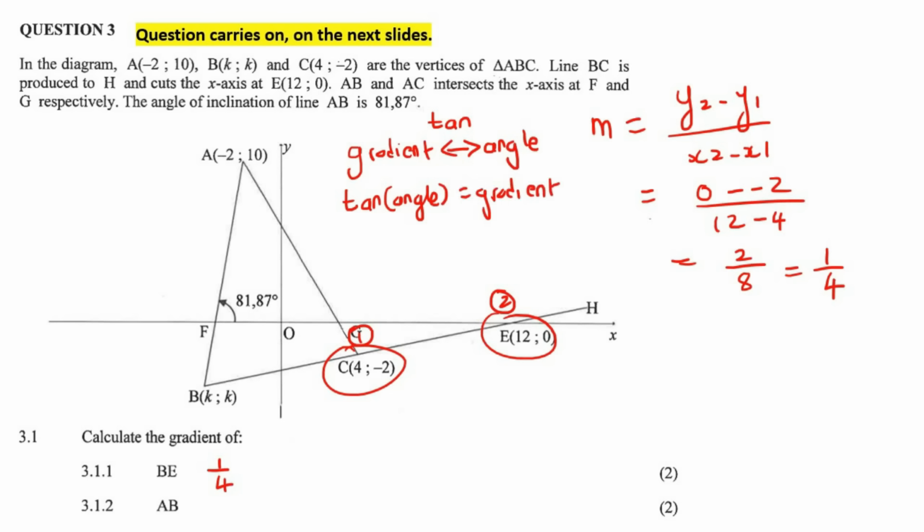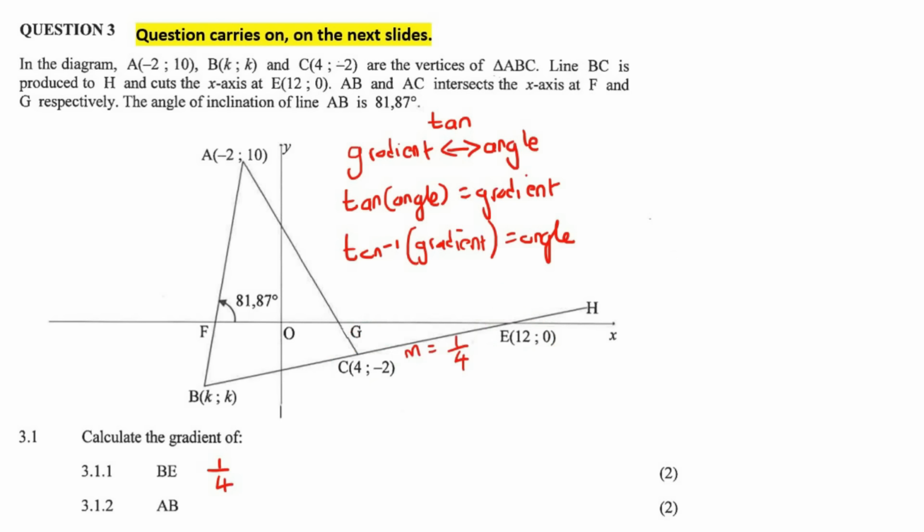And what tan am I talking about? I'm talking about like sin, cos, and tan, that tan. Okay, and then if you have shift tan of the gradient, then that would give you the angle. Okay, this is from like angle of inclination type of stuff. So we have this angle over here.